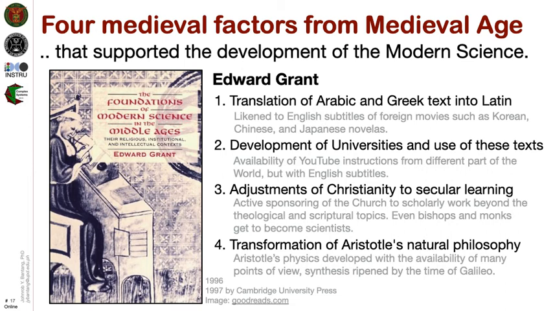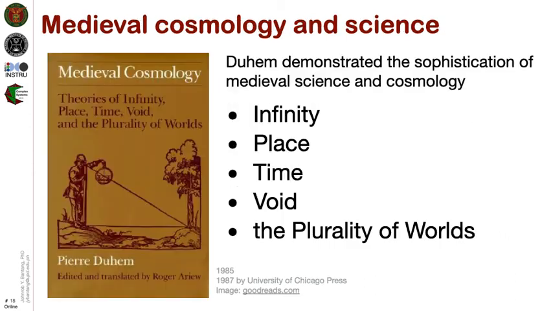These he proposed in his book, The Foundations of the Modern Science in the Middle Ages, whose first version was published in 1996, a year after I entered UP Diliman as an applied physics student. You can also read on the cosmological theories of the medieval age and how they argued, discussed, and measured things related to topics such as infinity, space or place, time, void, and even plurality of worlds.